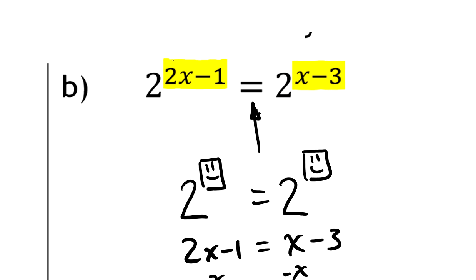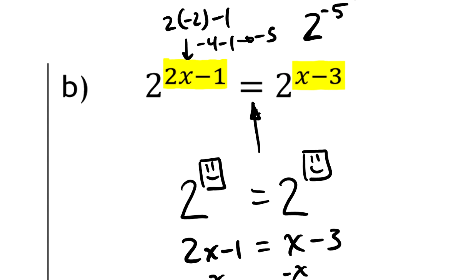Actually, I want to look at that. If I put negative 2 in here, 2 times negative 2 minus 1, that would be negative 4 minus 1, which is negative 5. So I end up getting 2 to the negative 5th power.